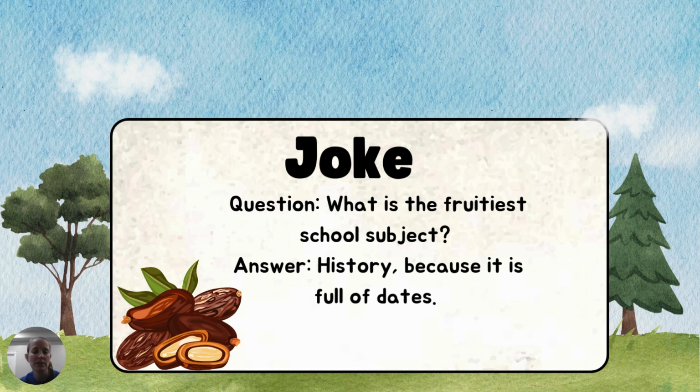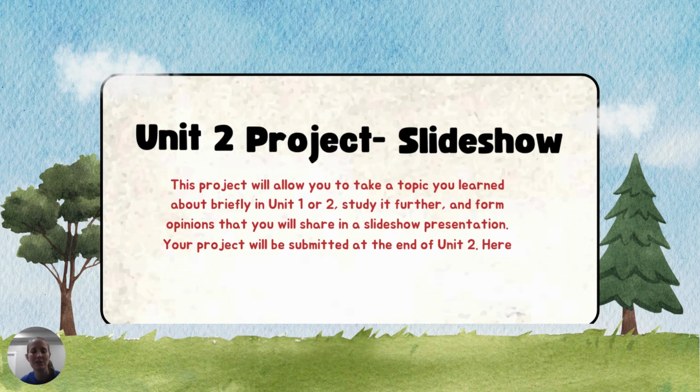Ready? Question: what is the fruitiest school subject? Answer: history, because it is full of dates. Get it? Dates are a fruit and it's full of dates because it's history. It covers a lot of years. There's a lot of dates in California. I don't know. You don't see them a lot here in Idaho, but they exist if you go to the grocery store.